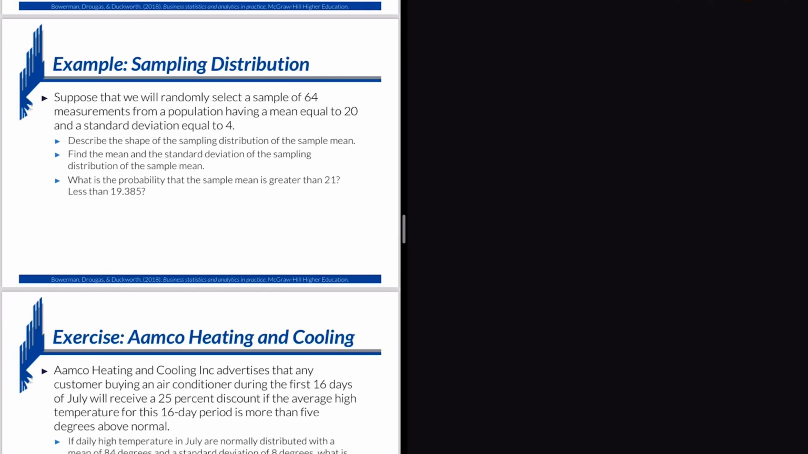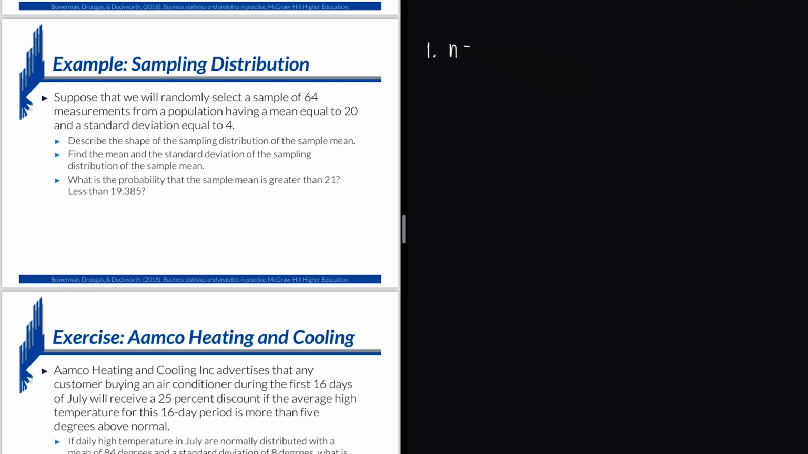Now let's look at some examples in solving for probabilities involving sampling distributions of both the sample mean and the sample proportion. So for our first example, suppose that we will randomly select a sample of 64 measurements from a population having a mean equal to 20 and a standard deviation equal to 4.